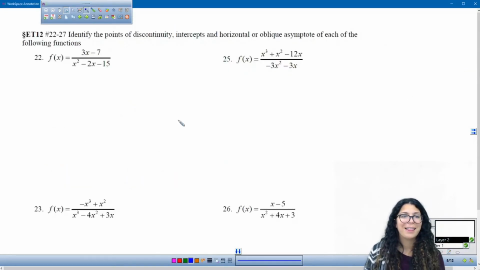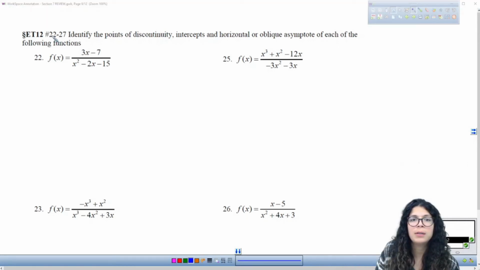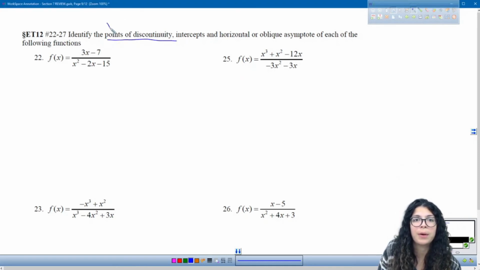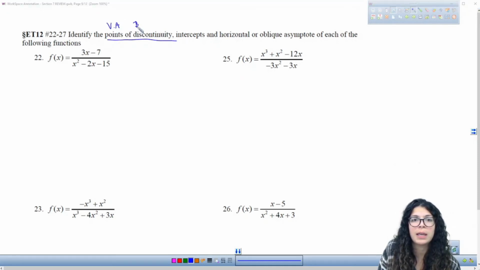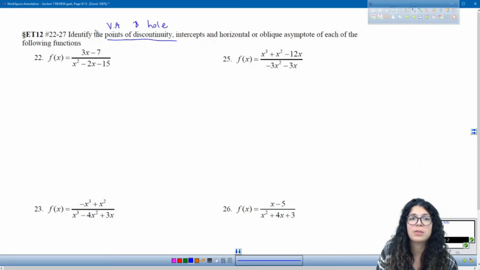All right, let's move on to 22. On 22 through 27, we're going to identify all of these key features: points of discontinuity, which are vertical asymptotes and holes. Vertical asymptotes are the non-removable ones, and holes are the removable ones. We're also going to find the x and y intercepts and the horizontal or oblique asymptotes. Let's start with points of discontinuity.